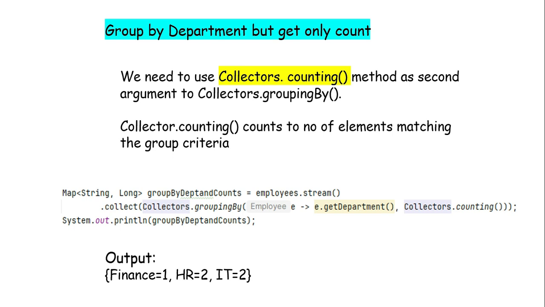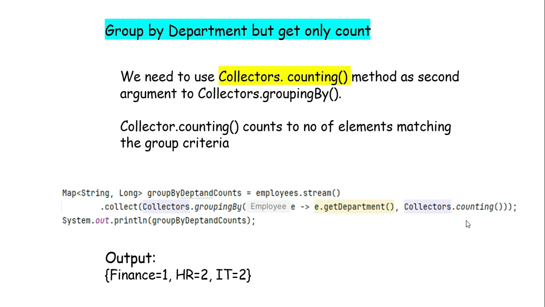There is one more use case wherein we don't want the entire object to be returned. We just want the number of objects which satisfy that specific criteria. For that purpose, instead of Collectors.mapping, we can use Collectors.counting. Based on the classifier function, the department id, it will return a long. So the key will be finance, and the long would be the number of objects satisfying that criteria. Here the number of employees in HR is 2, in IT is 2, and in finance is 1.